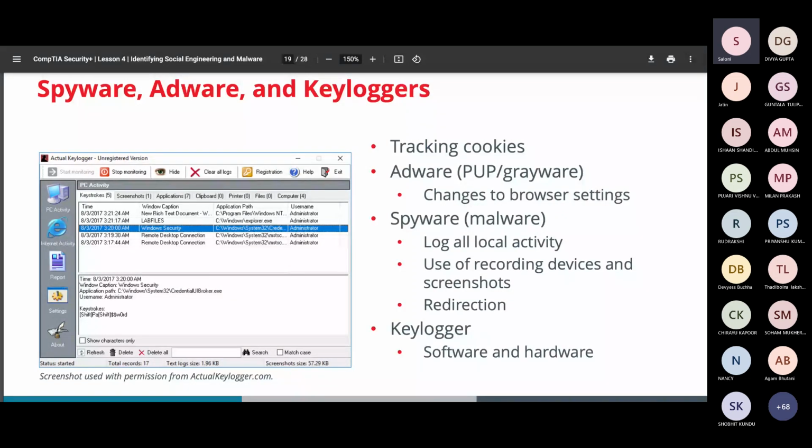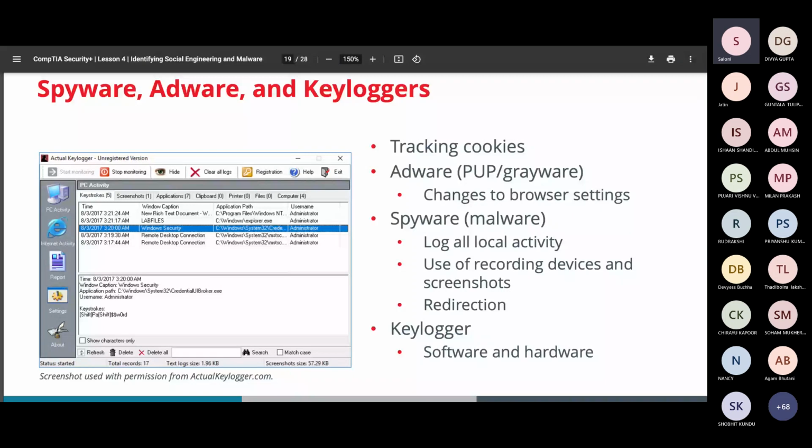Spyware, the malware that can perform adware-like tracking, also does monitoring. What is it monitoring? Local application activity, and screenshots are being taken, because this is the spy who is actually capturing our activities, activating the recording devices, microphone, webcam. Another spyware technique is to perform DNS redirection to pharming sites.